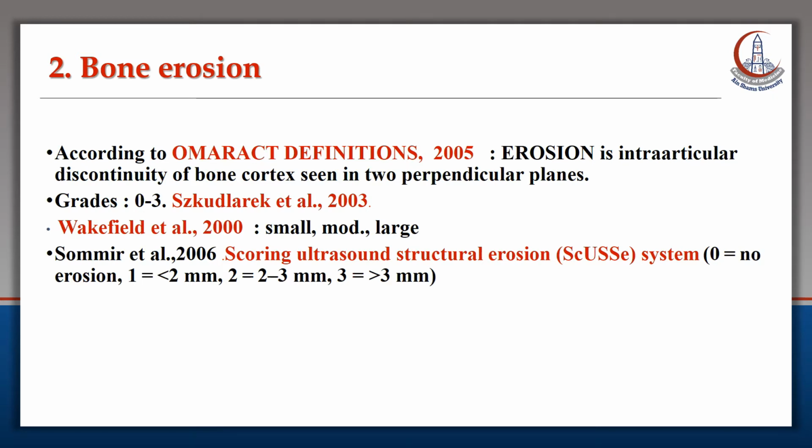Better than this is that of Wakefield et al. in 2000. They described bone erosion as being small if less than 2 mm, moderate if between 2 to 4 mm, and large if the size is more than 4 mm. Also, Scheel et al. in 2006 scored bone erosion from 0 to 3. Please remember score 2.